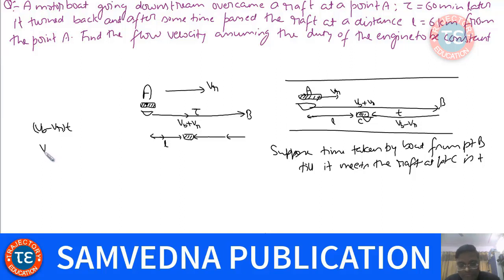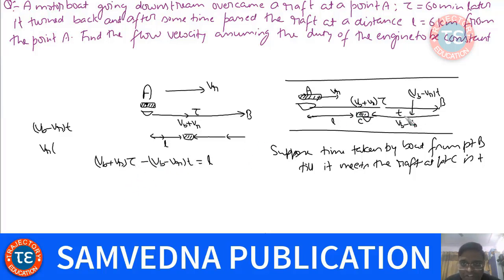So VR into T. During this time while the boat returns, this distance is going to be VB minus VR into T, and distance AB is going to be VB plus VR into tau. So this distance minus this distance will be L, that is VB plus VR into tau, this time is given to you, this is tau, minus VB minus VR into T is L.